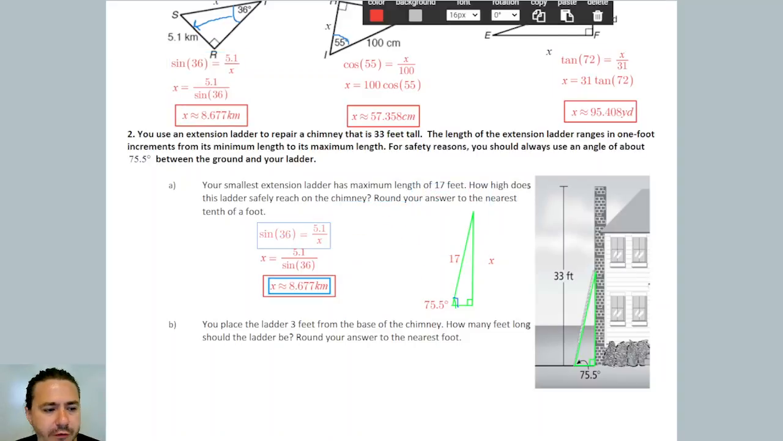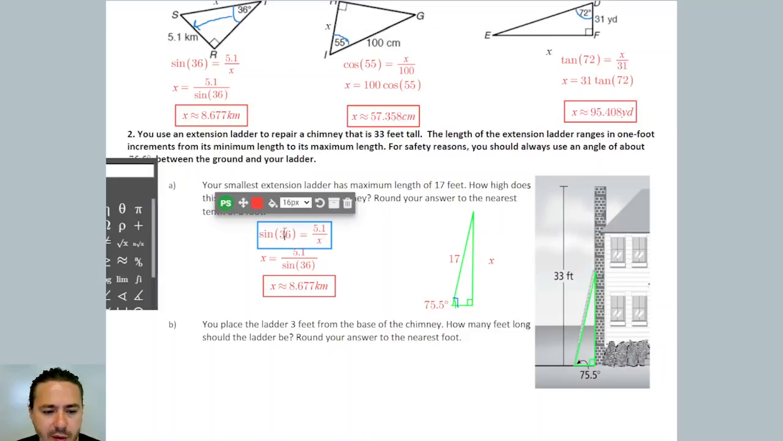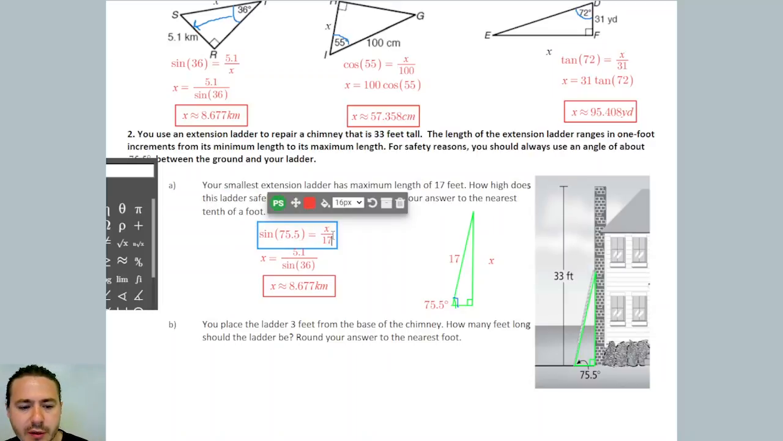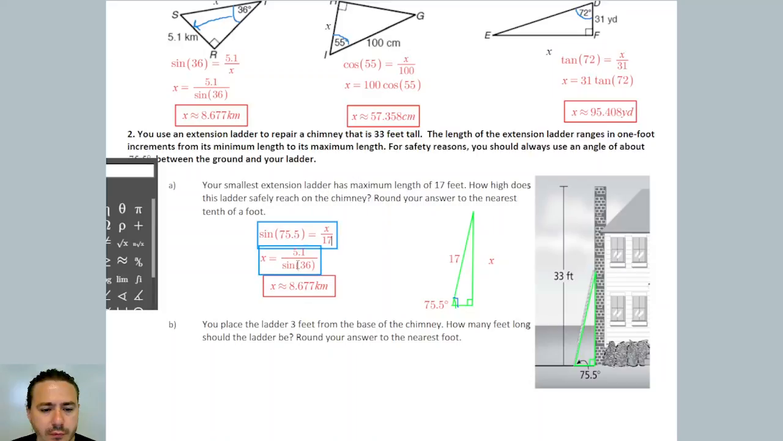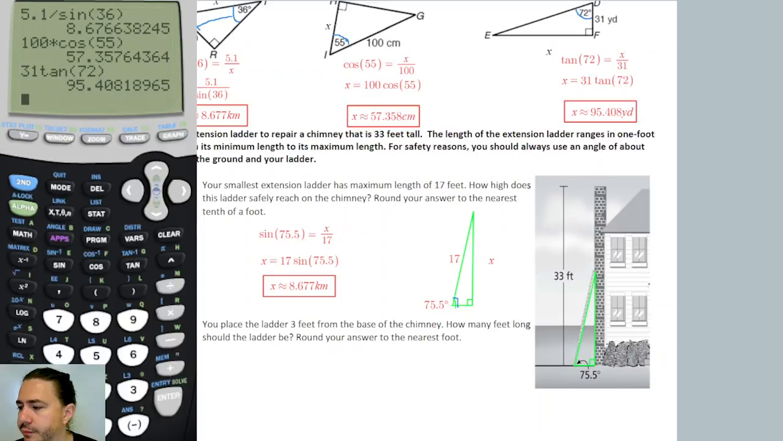Okay, so sine of 75.5 is equal to the opposite side, which is x, over the hypotenuse, which is 17. And so if we're solving for x, we need to multiply 17 on both sides. So we should get 17 times the sine of 75.5. And so we need to type that into our calculator. So let's bring that back. And there it is. Okay, so we've got 17 times the sine of 75.5.